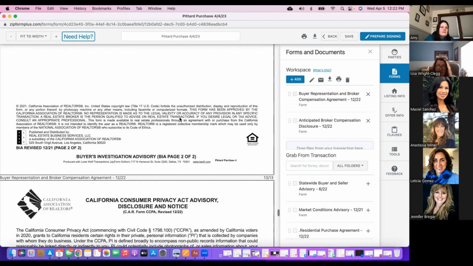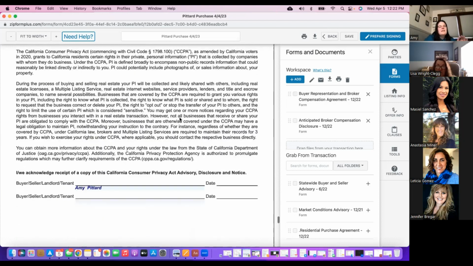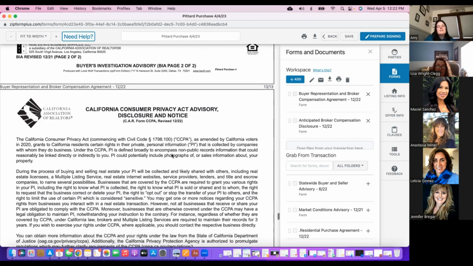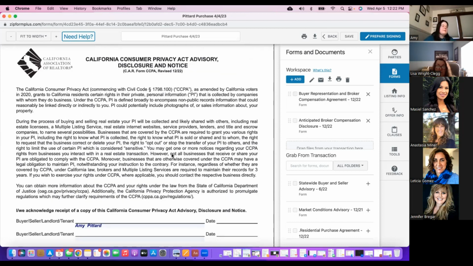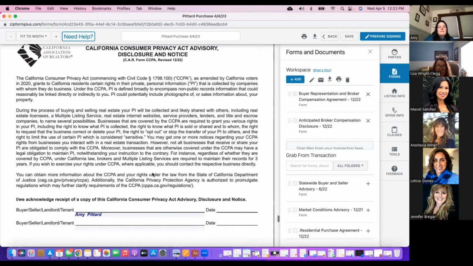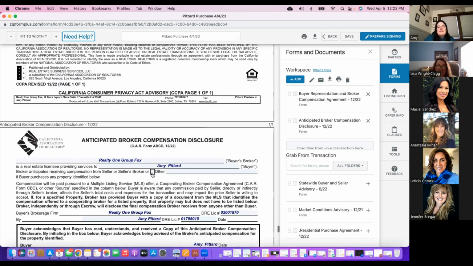Oh, and then there's one more, the California Consumer Privacy Act disclosure and notice, just stating there are things that are outside of our control that can't be kept private, such as sales price of a property and potentially photos. We can't control, once they purchase a property, whether those photos of the interior of the property disappear off the internet or are still available. That's how I summarize this form to my buyers. It's public record. That's the end of that one.